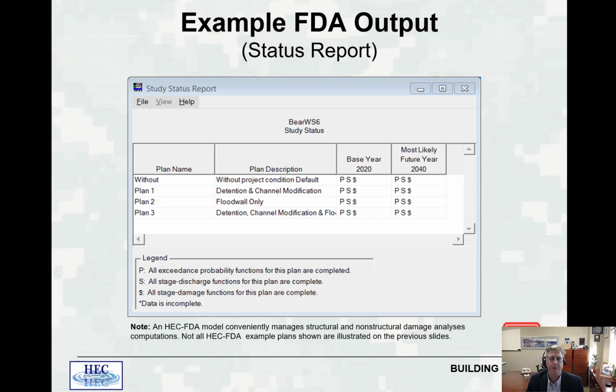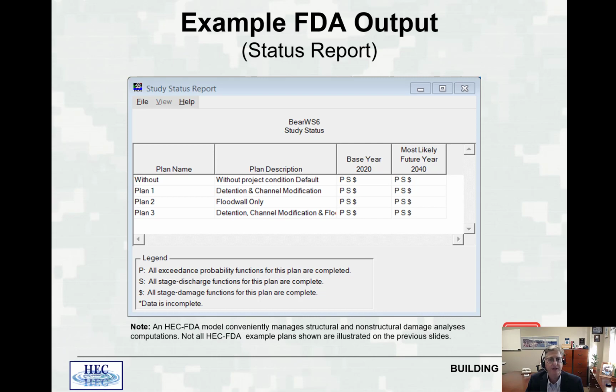So it starts with this report. And I really like this report because what it tells you is whether you have the information inputted into the FDA analysis in order to run the FDA. So it starts out there in the without project plan. It shows you that you have your flow frequency information in, that's the P.